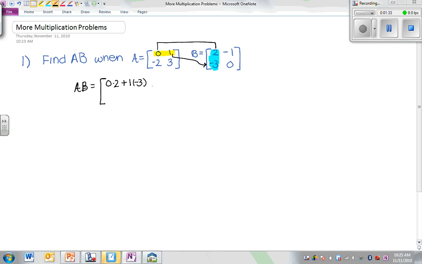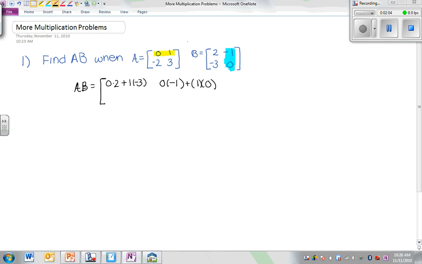Okay, then the next thing you do is you do it again. But now instead of this column, it's going to be this column. Okay, so it's going to be 0 times negative 1 and 1 times 0. Okay, easy.